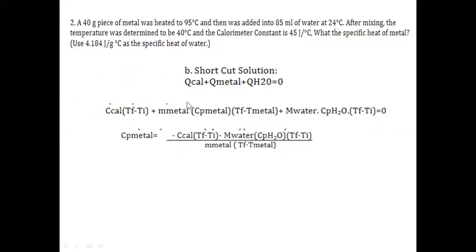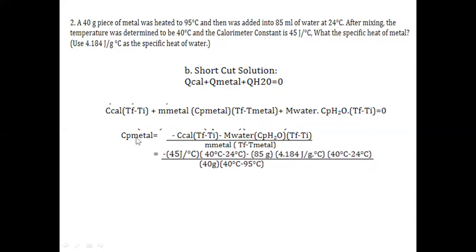And then to get Cp metal, or the specific heat of the metal, we have to transpose the other terms to the other side of the equation. So this becomes negative Ccal times the change in temperature, minus the mass of the water multiplied by the specific heat of the water multiplied by the change in temperature Tf minus Ti, all over the mass of the metal times the change in temperature for the metal, which is the final temperature minus the initial temperature of the metal. Let's plug in the values.